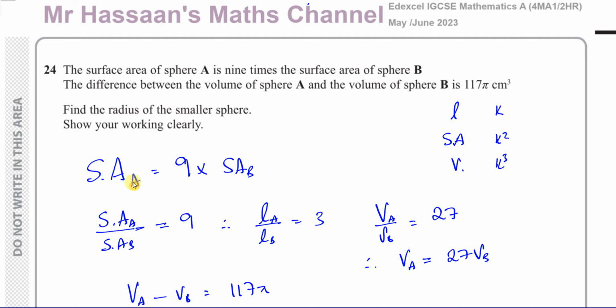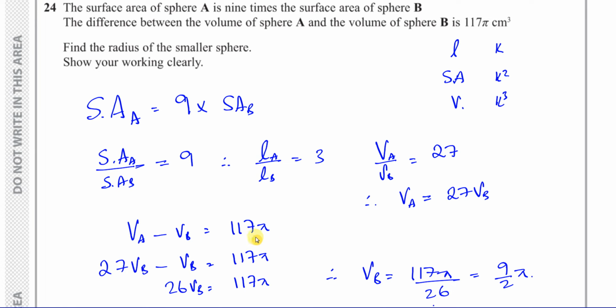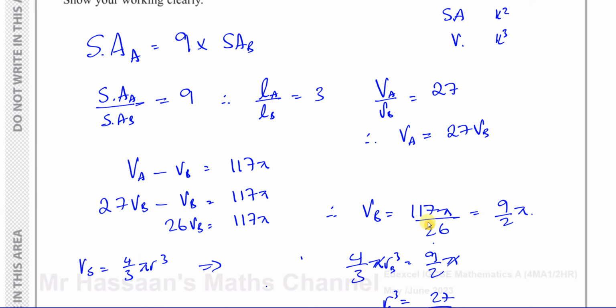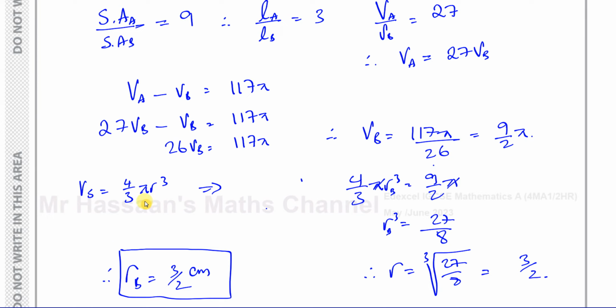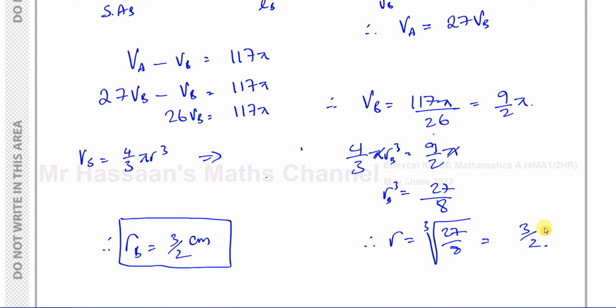So they told us the ratio of the surface areas is 3 basically. Sorry, the ratio of the surface areas was 9. And from that we can deduce that the ratio of the lengths was 3, and from that the ratio of the volumes is 27. So the volume of A is 27 times the volume of B. And we know the difference between their volumes is 117 pi. So we can write them in terms of the volume of B and find out what the actual volume of B is. Once you know the volume of B, you can use the formula for the volume of the sphere to find the radius of the sphere.